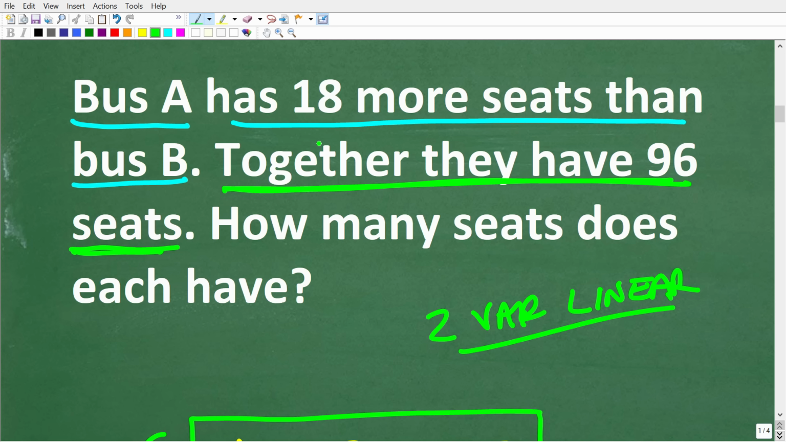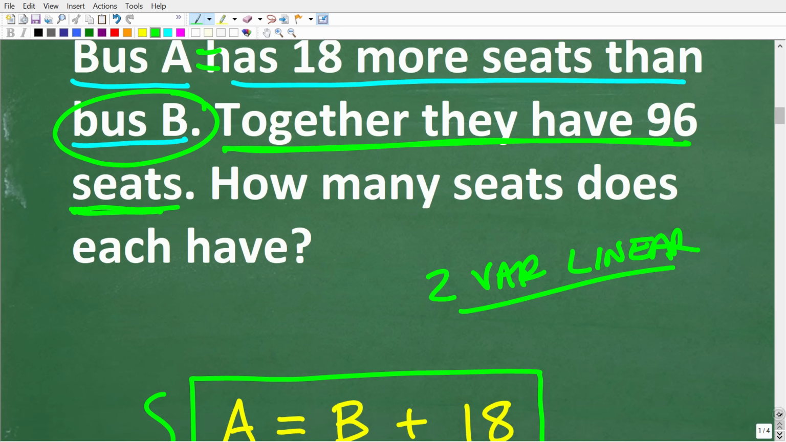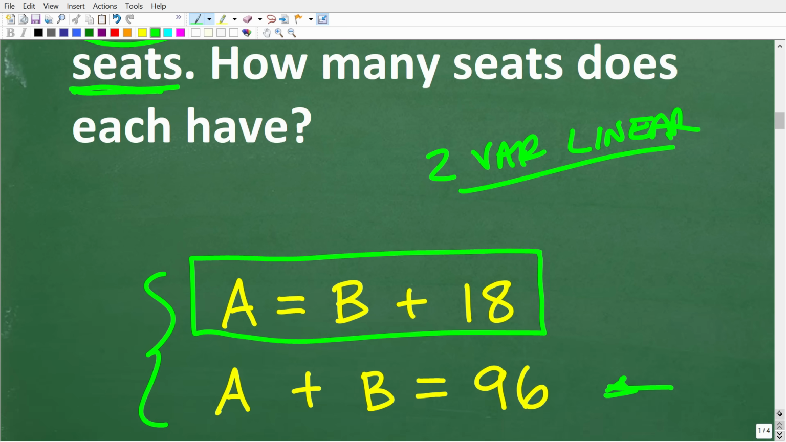So which bus has more seats, bus A or bus B? Well, bus A has 18 more seats than bus B. So what we need to do is add 18 seats to bus B, and that will be equal to the number of seats for bus A. So let's take a look at that right here. A is equal to B plus 18.